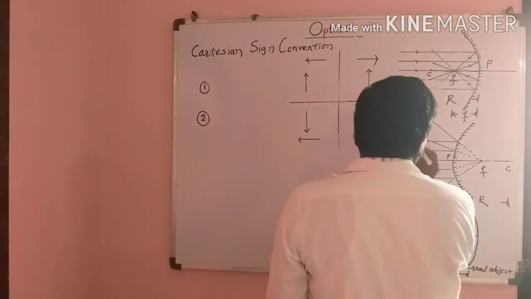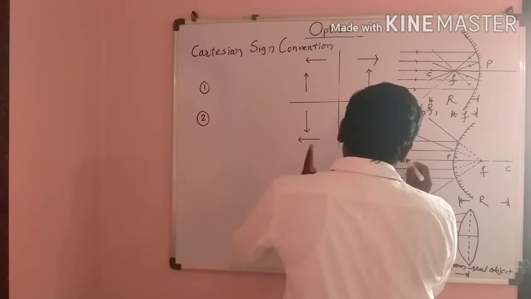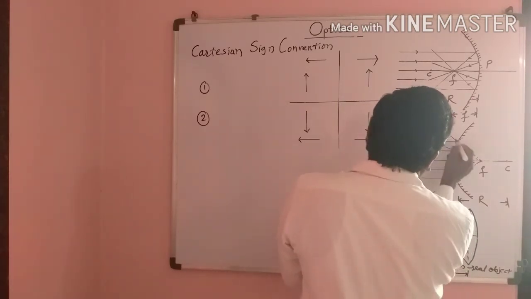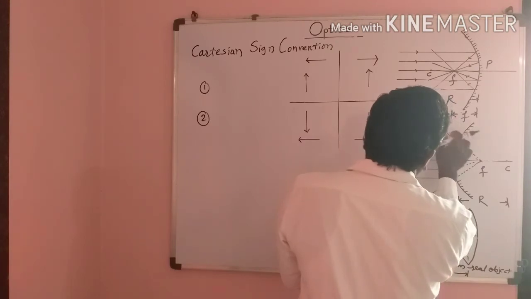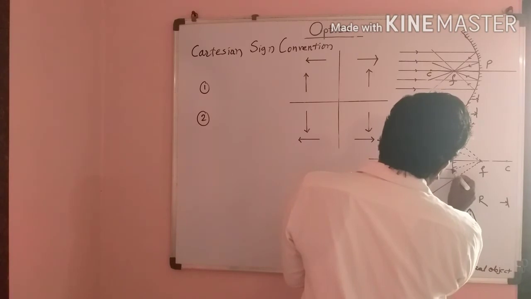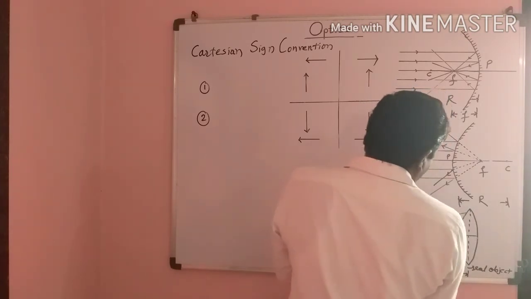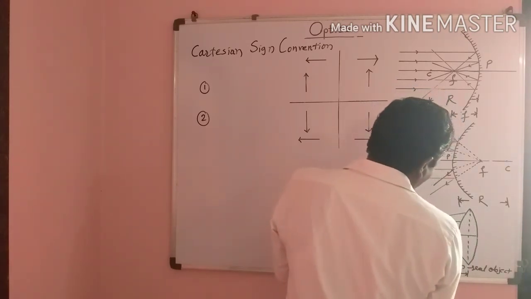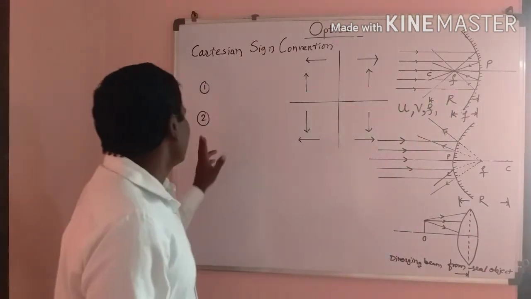Suppose we consider this to be the incident light, the rays are traveling from left to right here, and when they are incident on the convex lens, they are refracted in this way. If we consider that the object is here and the rays incident on it are traveling from left to right, that is the second rule.